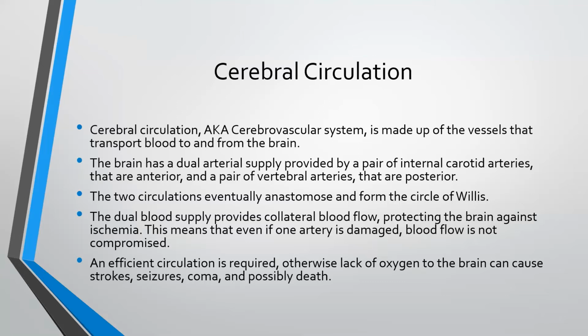So to ensure the smooth functioning of the brain, it has a dual arterial supply, which is provided by a pair of internal carotid arteries that are anterior of the brain and a pair of vertebral arteries that are posterior of the brain, and these eventually anastomose and form the circle of Willis in the brain. The dual blood supply provides collateral blood flow, meaning that the brain is protected against ischemia if, for example, one of the arteries is occluded for any reason.